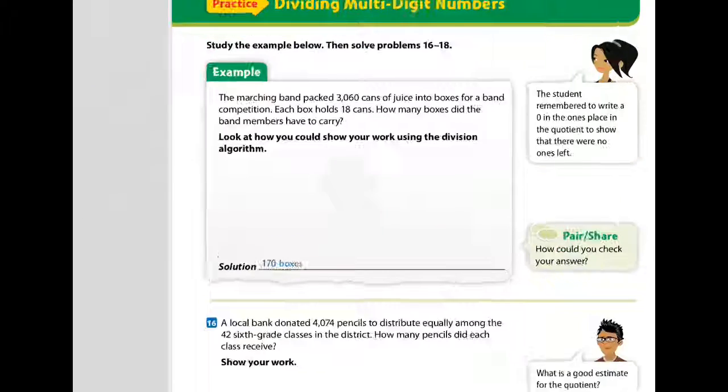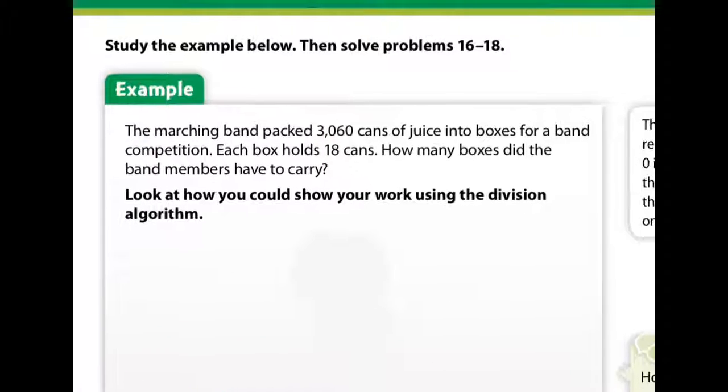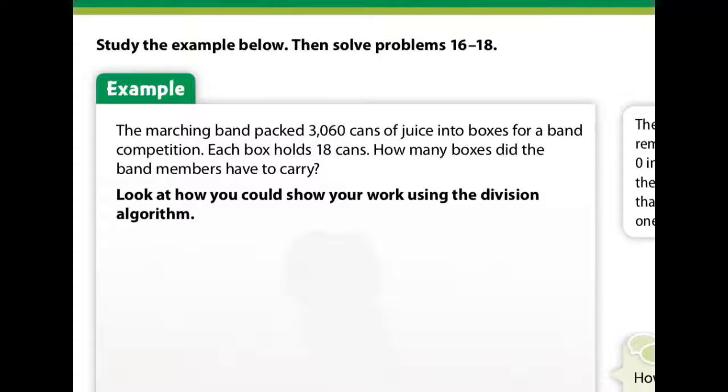All right, so let's start with this problem here. Remember, in your book it's already done, so I'd rather you just watch the video. It says, the marching band packed 3,060 cans of juice into boxes for a band competition, and each box holds 18 cans. How many boxes did band members have to carry? So, think about it. You have all these cans being split into groups of 18 cans. And the question wants to know how many of those groups there are. How many boxes did they have to carry? So that's how you know it's division.